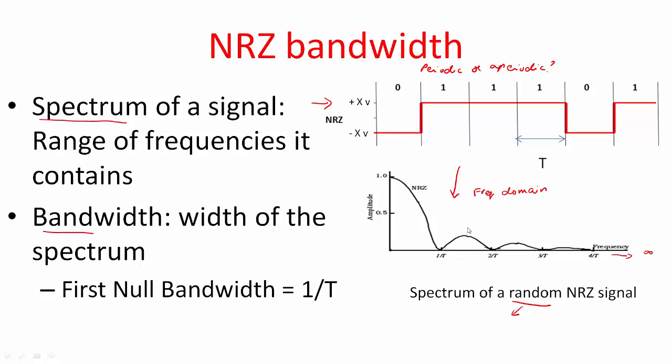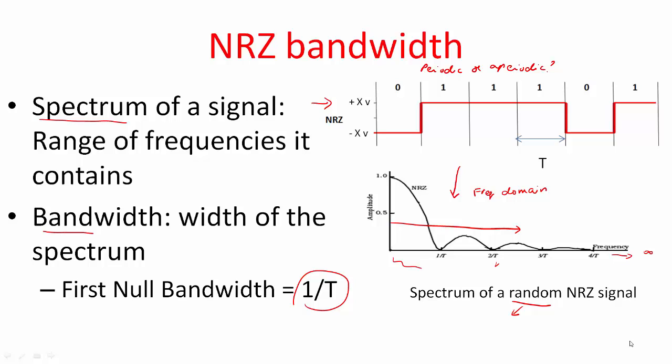Now what is the bandwidth of this random NRZ signal? Now don't look at this and answer 1 over t. Simple, the absolute bandwidth of an NRZ signal is infinity because it has frequency components ranging all the way till infinity. One thing to notice here is that the energy of the signal is concentrated more in this band, roughly let's say until here, and it progressively decreases as the frequencies increase.